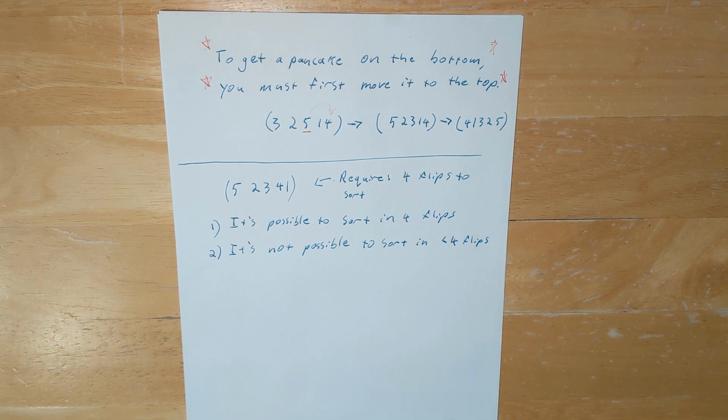So for a moment, consider how you might approach these two arguments. How might you show that it is possible to sort this stack of pancakes in 4 flips? And how might you show that it can't be done in fewer than 4 flips? Pause here and consider how you might approach each problem, and also think about which one of these is actually going to be a more difficult thing to demonstrate.